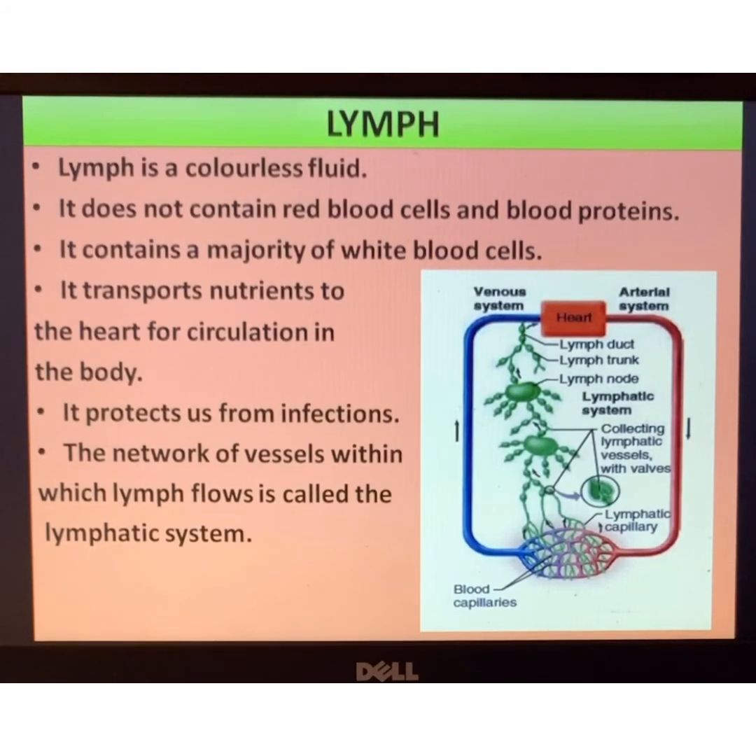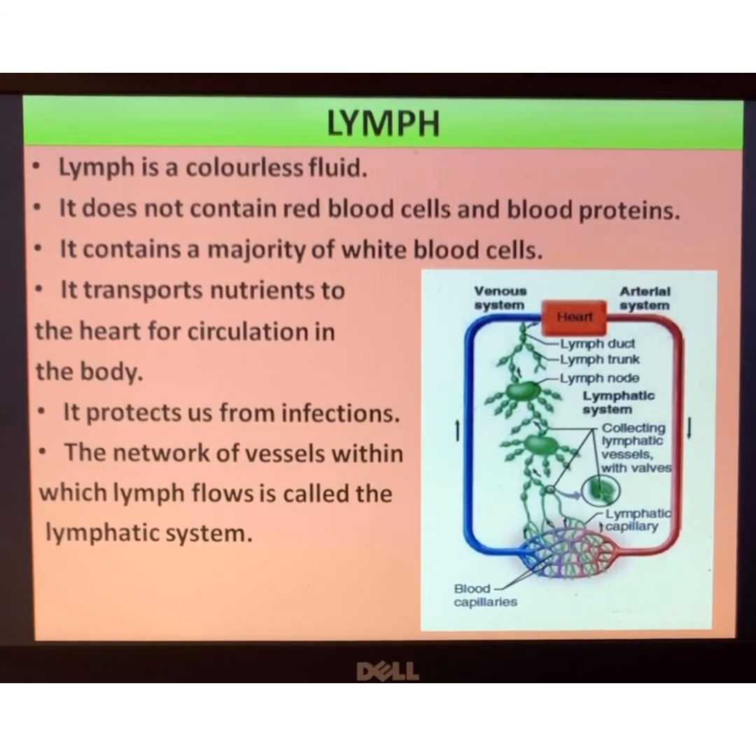For this year, what you need to know about lymph is that it's a colorless fluid. Basically it oozes out of the blood vessels itself, and along with it will take out the lymphocytes. It transports the nutrients back to the heart. When the water oozes out of the blood vessels, the nutrients might also come out, and they should not be lost in the body. So the lymphatic system collects it back and sends it back to the heart.